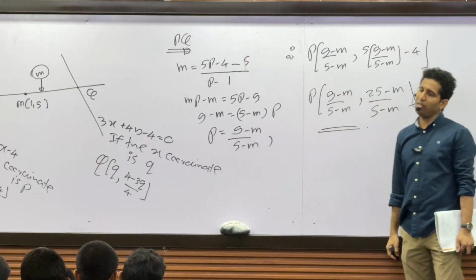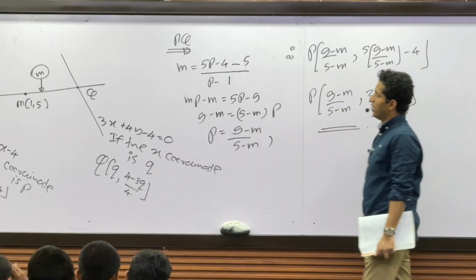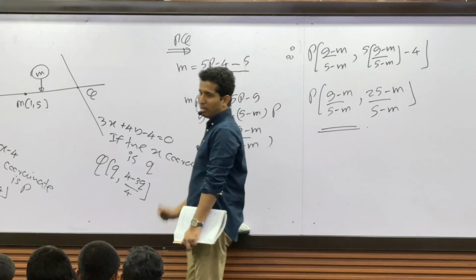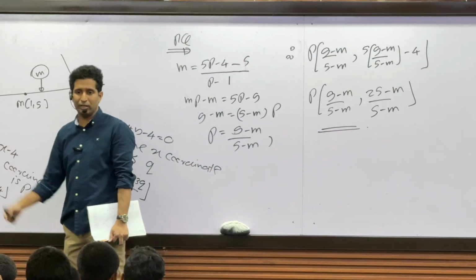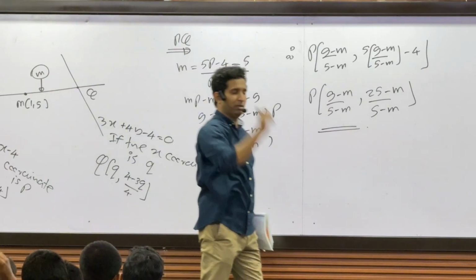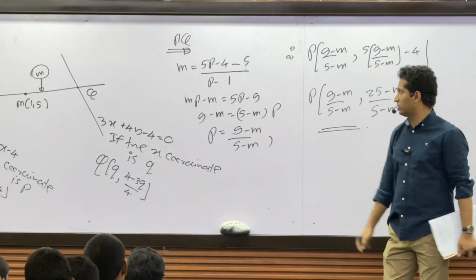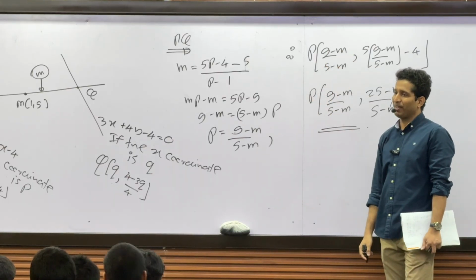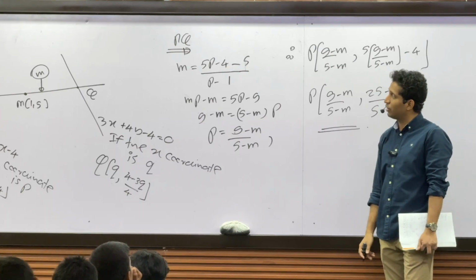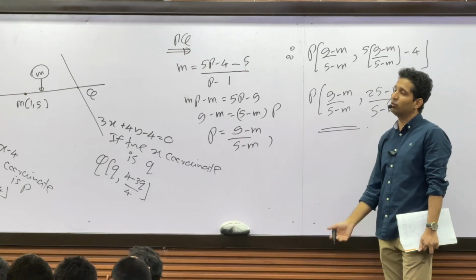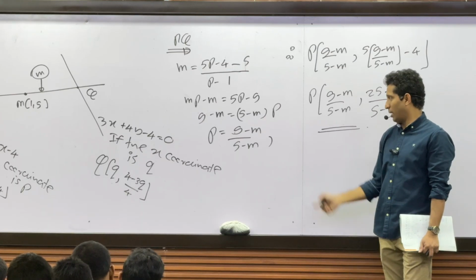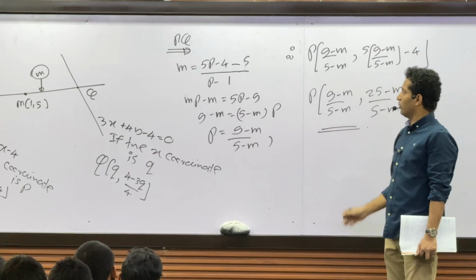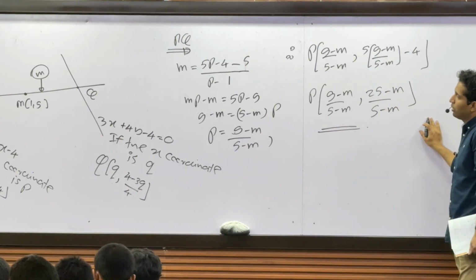In the same manner, you can find the coordinates of Q. Did any one of you get the answer in this way, taking P as (p, 5p minus 4)? Great. Otherwise we would have to solve a difficult equation: find the equation of PQ in terms of m and then find the coordinates of P. I think this way is easy. In the same manner, you can find the coordinates of Q.